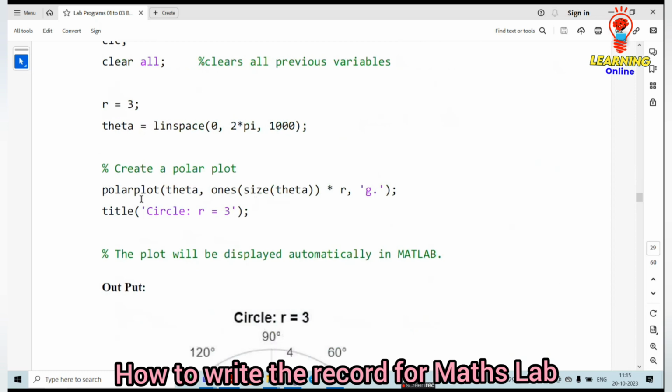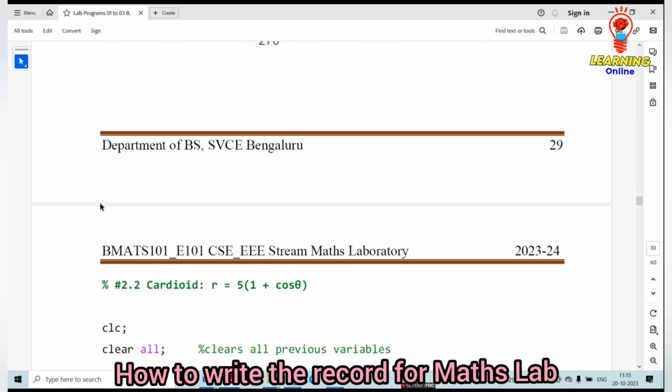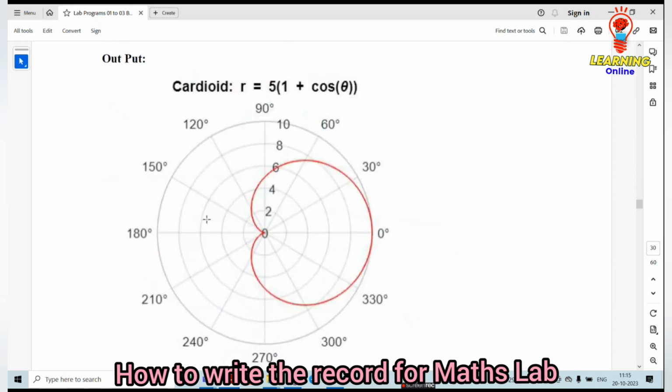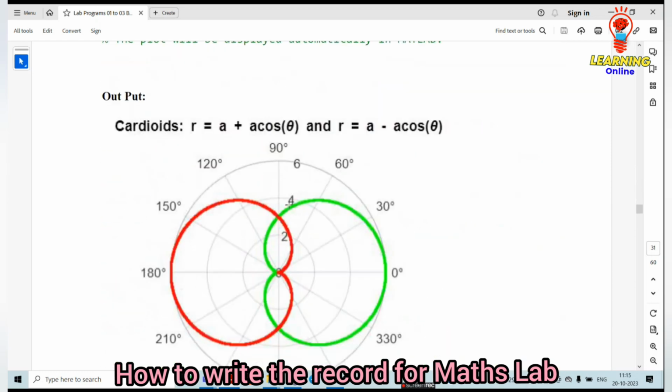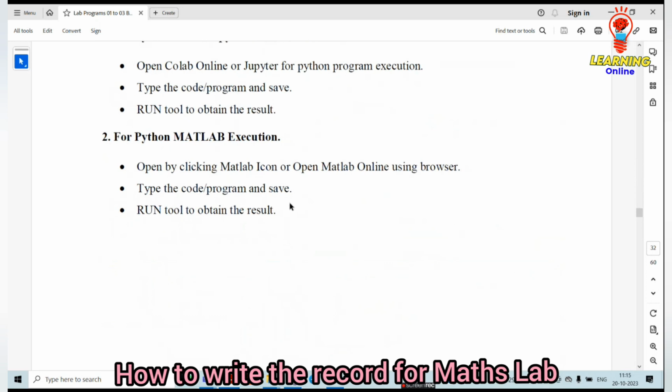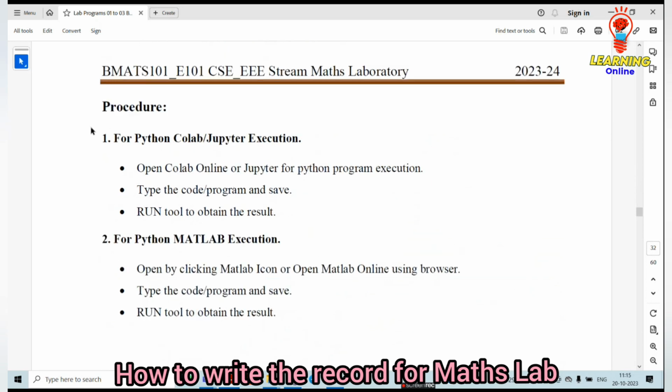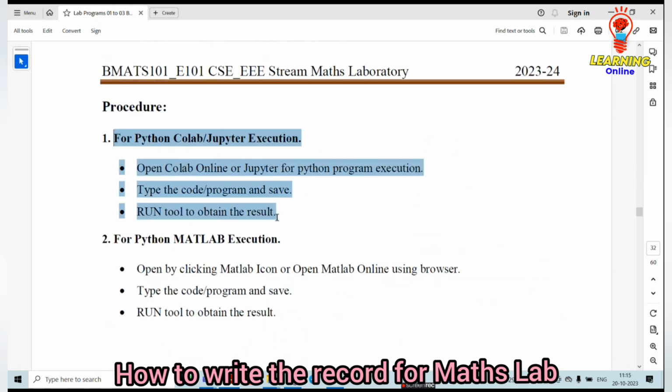Watch that video, then proceed to save the execution itself, because MATLAB is also one of the tools to make the execution of the mathematical programs. With respect to the experiment procedure, you have to write only the Python.